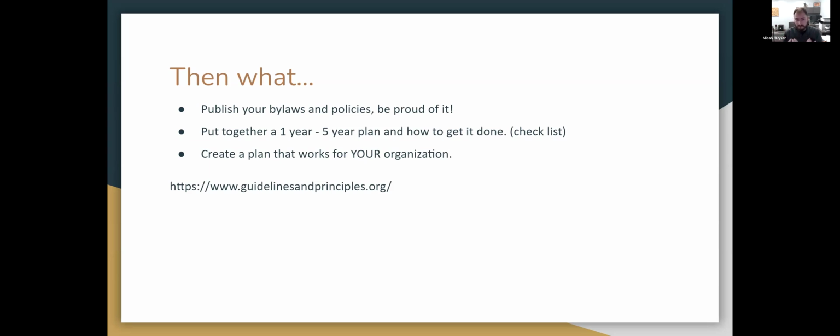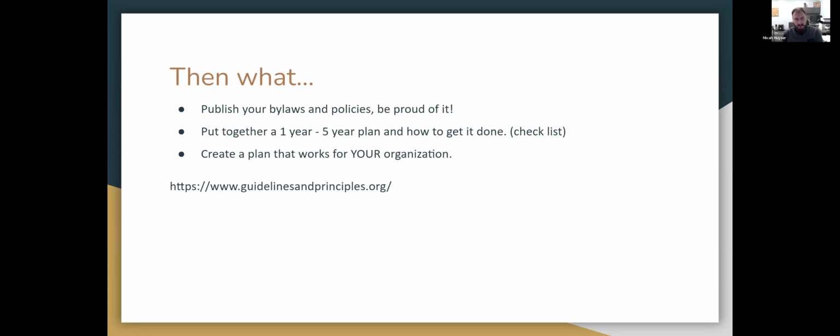That's just my personal way, how I like to do it. And then create a plan that works, again, for your organization, the organization that you represent. This is supposed to be one that works for you to make sure that your board can make the best decisions possible and advance the mission. Because at the end of the day, what is your nonprofit even for if it's not to advance that mission?